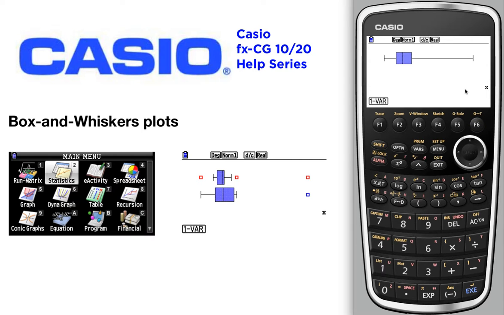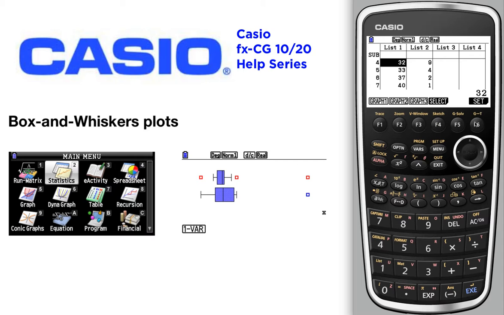And this is an unmodified box and whiskers plot. From here you can look at the one variable statistics, including the modes, the number of modes, and how frequently each mode comes up. We'll just go ahead and draw that again. You can shift trace to jump between values.